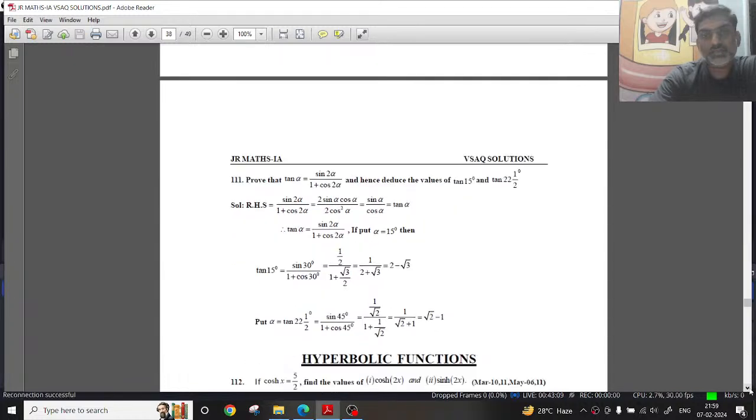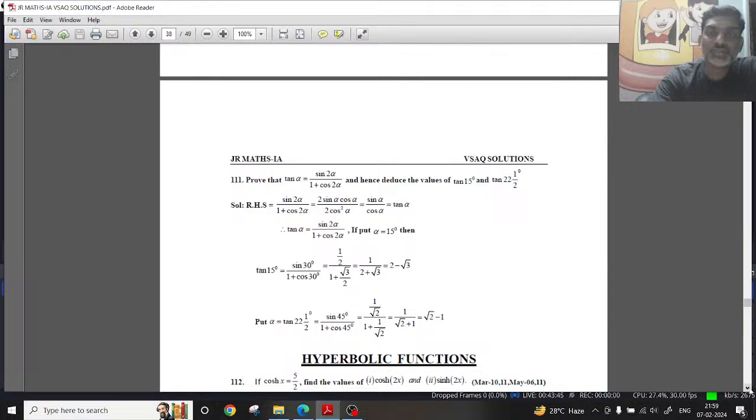Next question is sin 2 alpha divided by 1 plus cos 2 alpha. So let us take sin 2 alpha divided by 1 plus cos 2 alpha. Sin 2 alpha is 2 sin alpha cos alpha. 1 plus cos 2 alpha is 2 cos square alpha. 2 gets cancelled, cos alpha gets cancelled, it will become tan alpha. And from that they are asking us to calculate tan 15. Put alpha equal to 15 degrees and substitute: sin 30 divided by 1 plus cos 30, that could be 2 minus root 3.